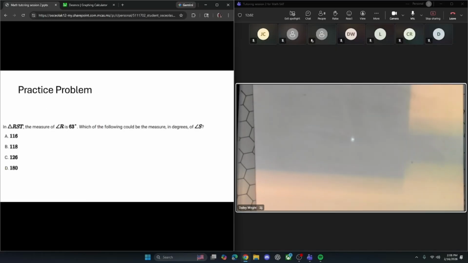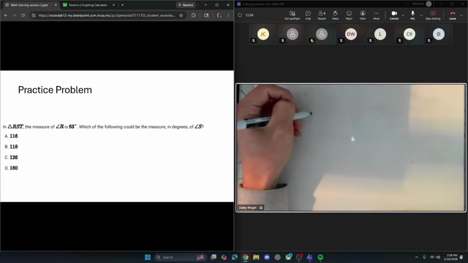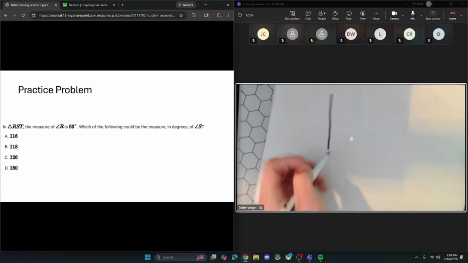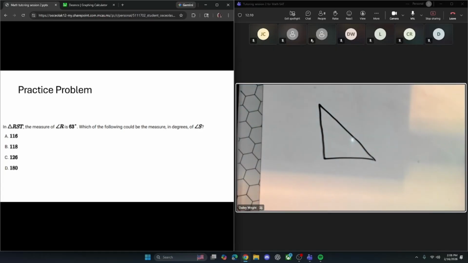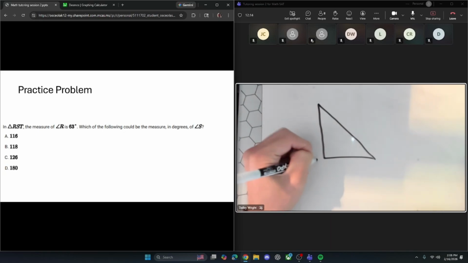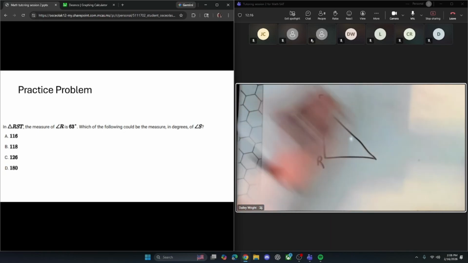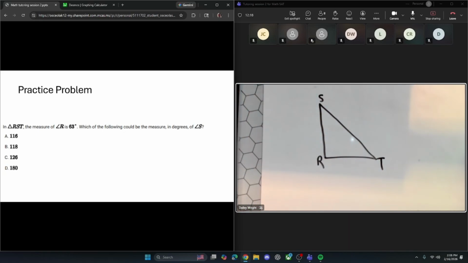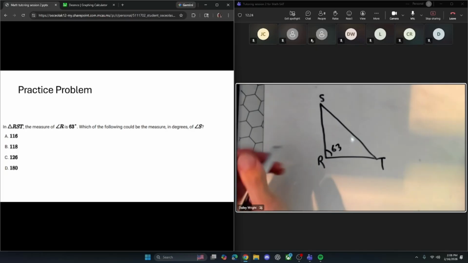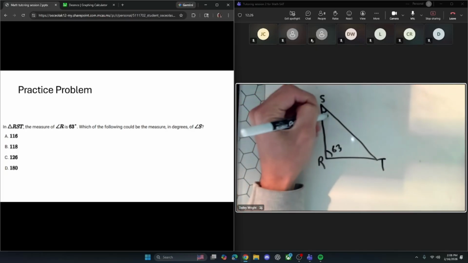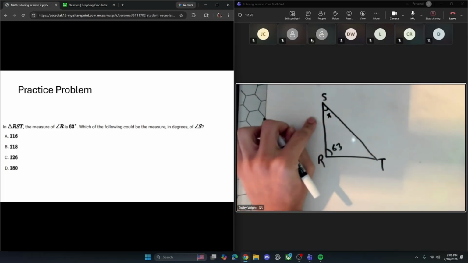So, I see RST. So I always draw a right triangle. It doesn't necessarily have to be a right triangle, but I always draw a right triangle. If it doesn't say it's a right triangle, I just move on with my day and pretend it's not a right triangle. 63 degrees. And it's asking what S could be. So I'm looking for S. Let's say S is X.